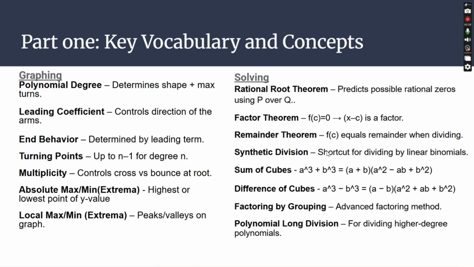Synthetic division is a shortcut method that allows us to divide a polynomial by a linear binomial faster than long division. For the sum of cubes and difference of cubes formulas, you can just look at the slide. The formulas are written there for reference. We also use factor by grouping, which is an advanced technique to factor certain polynomials that don't factor easily in one step. And finally, polynomial long division is used to divide higher degree polynomials when synthetic division can't be used.